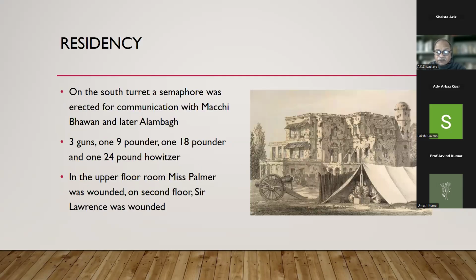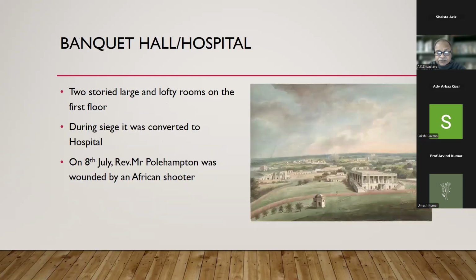But after the fight started, it became difficult to defend. On the south side, a semaphore was installed. Three guns were defending. The museum also shows how Miss Palmer was wounded. Sir Lawrence was wounded here, and he was shifted to Fayrer's House, where he perished.